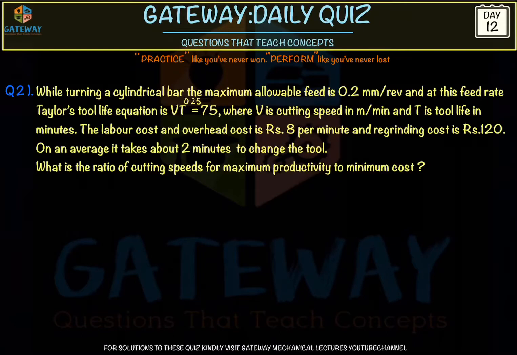Coming to the next question: while turning a cylindrical bar, the maximum allowable feed is 0.2 mm per revolution, and at this feed rate Taylor's tool life equation is given as Vt power 0.25 is equal to 75, where V is the cutting speed in meter per minute and T is the tool life in minutes. The labor cost and the overhead cost, both the same, is rupees 8 per minute, and the regrinding cost is rupees 120 per regrind. On an average it takes about 2 minutes to change the tool. The tool changing time was also given. What is the ratio of cutting speeds for the maximum productivity to the cutting speed for the minimum cost?